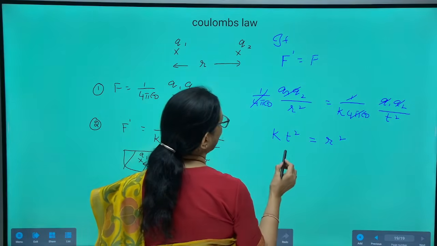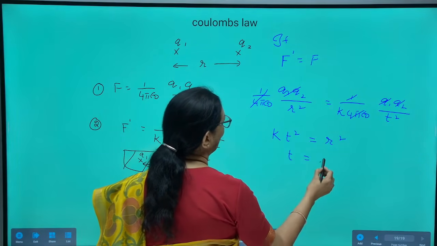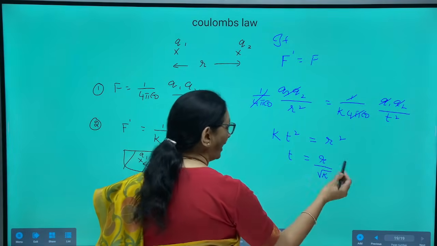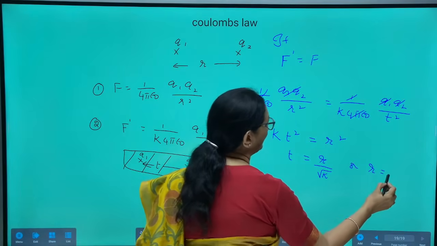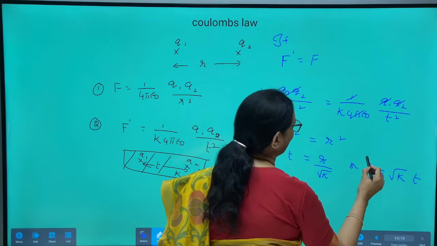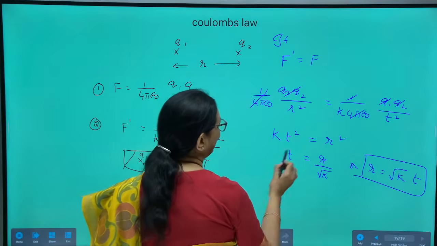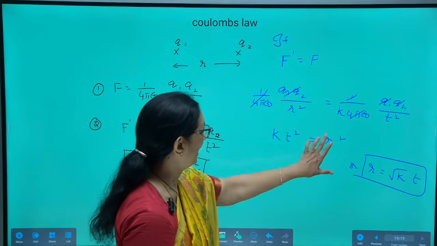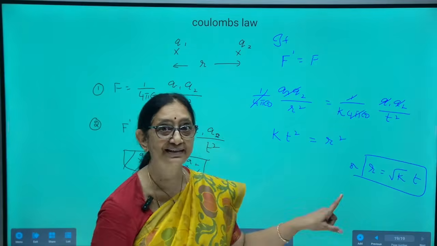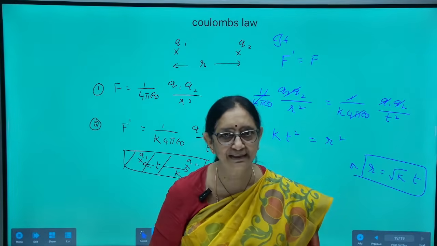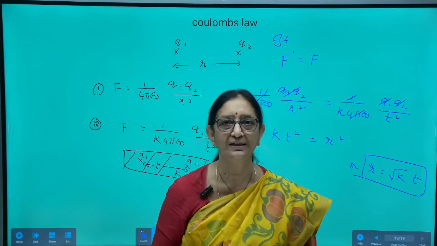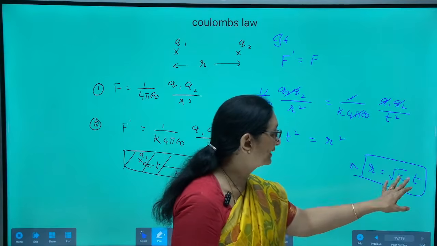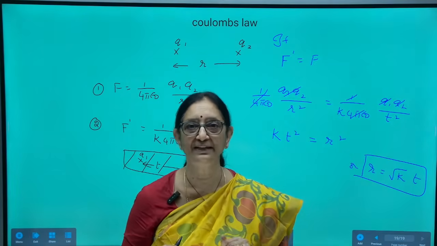From this expression, T square is equal to r square by K, or T is r by root K, or r is equal to root K times T. R is equal to root K times T. Is it okay? Just from this, if you take the square root on both sides, R is equal to root K times T. This is very important. A dielectric slab of thickness T, constant K, behaves like an airspace of thickness root K times T. Okay? So, I am repeating the statement.